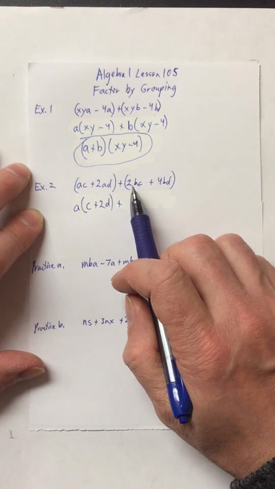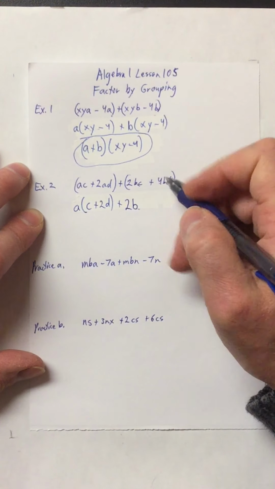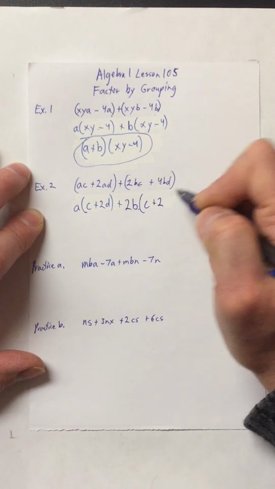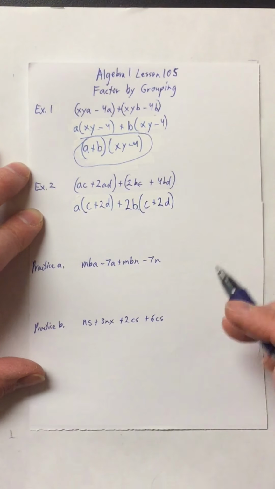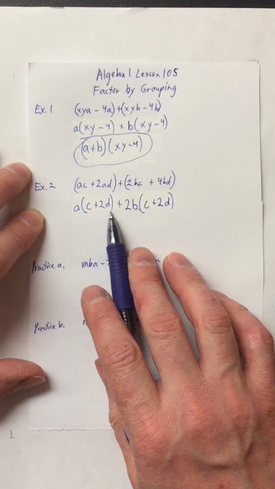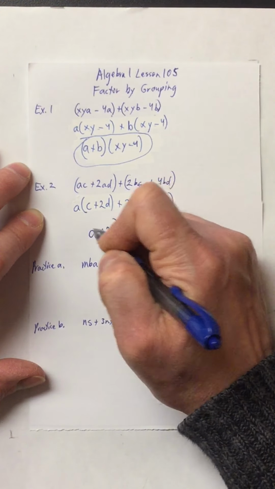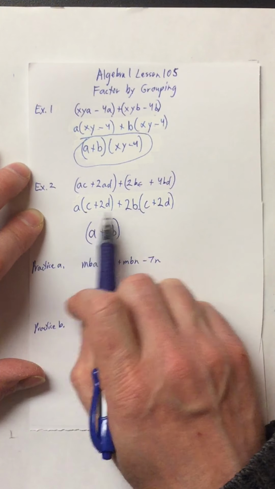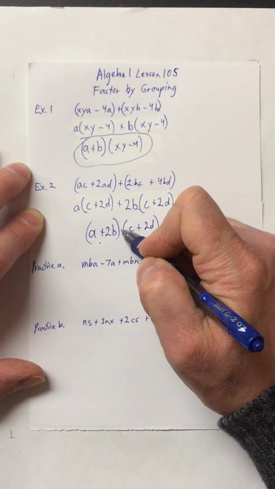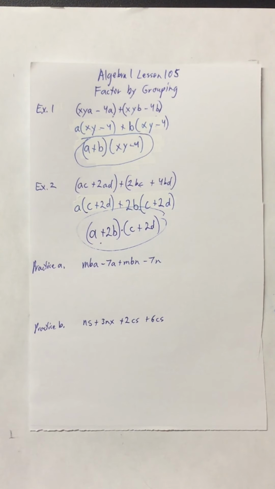But then, a little tricky, you can actually factor out a 2 evenly. If we take a 2 out of the first one, we're left with just the c. If we take a 2 out of the second one, we're left with a 2, and then we're also left with the d. Once again, you can see inside the parentheses are the same two terms, c plus 2d, and so we can write it out as a plus 2b, put that in parentheses, combine those, and then write the second part, c plus 2d, connected by multiplication. So that is factoring by grouping.